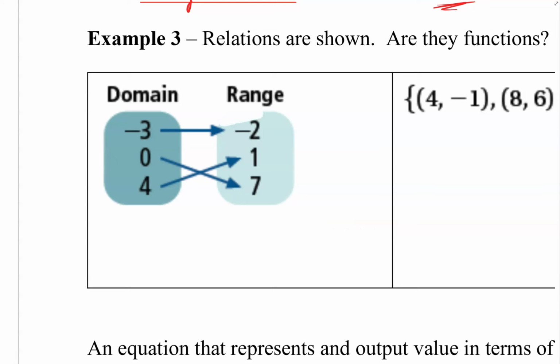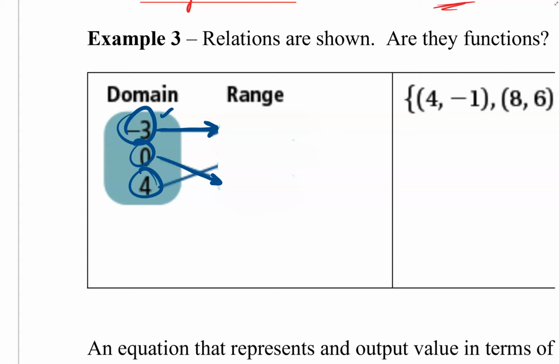So sometimes I'll almost cover up this range. I'll kind of forget about what's over here, and I'll focus only on the arrows that are drawn from the domain. And I'll ask myself, does the number 3 map to or point to only or exactly one element in the range? -3 does that. Does the number 0 map to or point to exactly one element? Yes. Does number 4? Yes. Each one of these inputs points to exactly one output.